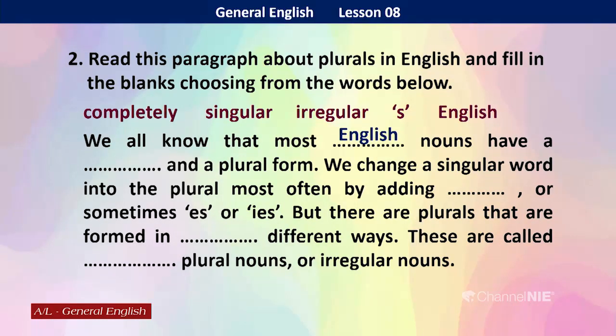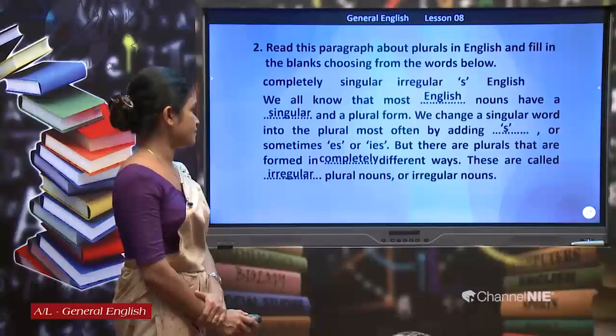We all know that most English nouns have a singular and plural form. We change a singular word into the plural most often by adding s or sometimes es or ies. But there are plurals that are formed in completely different ways. How do we call them, children? We call them as irregular nouns, right? These are called irregular plural nouns or irregular nouns.